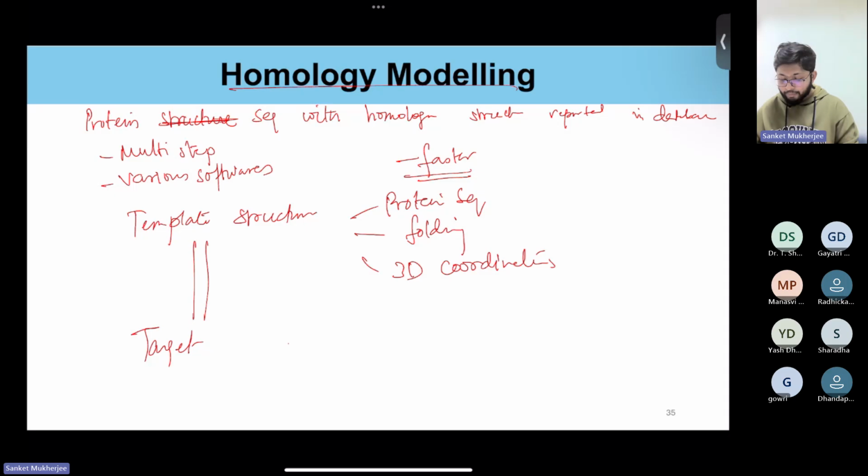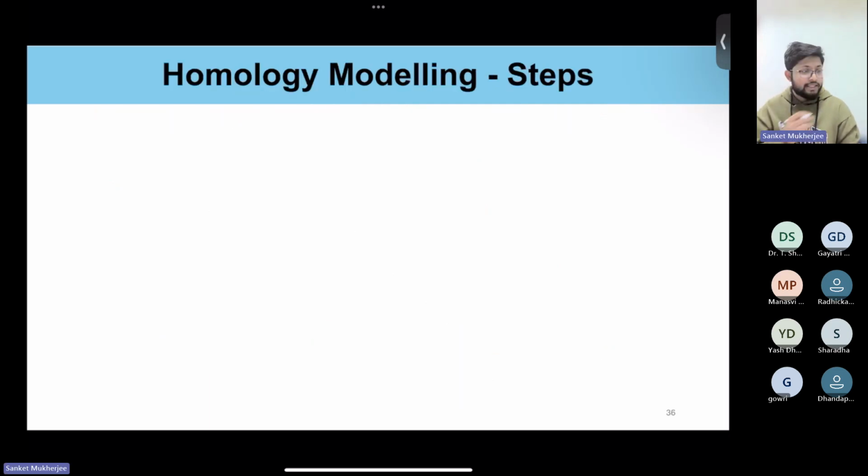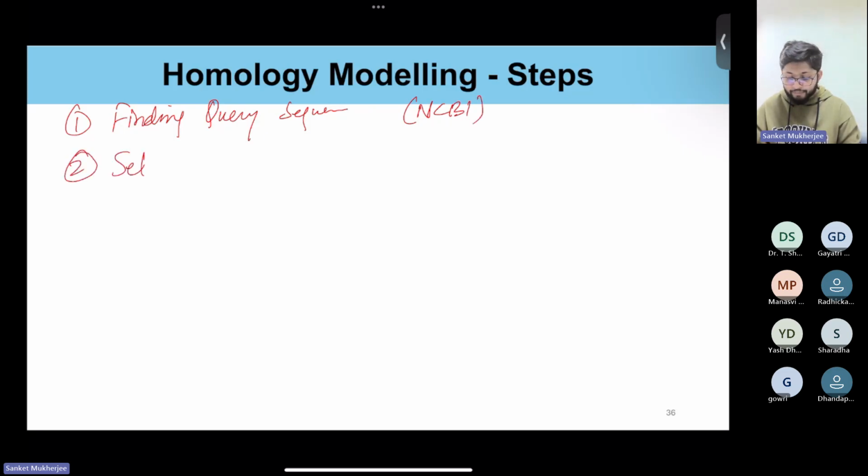In this case, the protein sequence is known, and you deduce the structure based on the 3D coordinates of the template. So what are the steps? First is to find the query sequence. Usually the database for this is NCBI. Then you select the template.